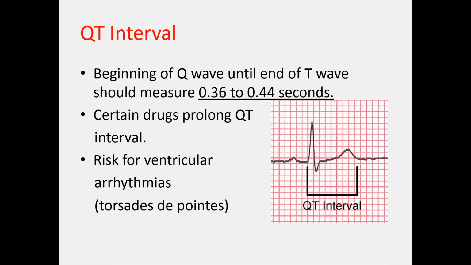Torsades de Pointes is a type of VFib that occurs secondary to QT interval lengthening. So if your patient is on a type of drug that prolongs the QT interval, then it's going to be your nursing responsibility to monitor that QT interval. And it should be between 0.36 to 0.44 seconds. One of those drugs is amiodarone. So people that are on chronic amiodarone, you need to monitor their QT interval.